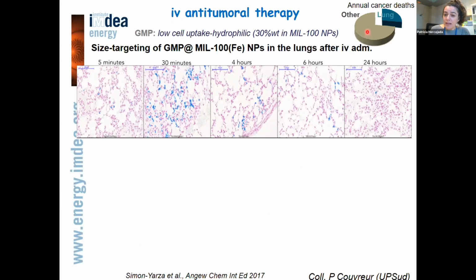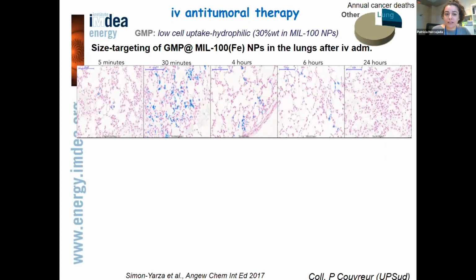To do so, the gemcitabine monophosphate was encapsulated in the MIL-100 nanoparticles, reaching up to 30% in weight. The activity of this antitumoral drug is limited by its hydrophilic character, which hinders its cell internalization. This could be solved by encapsulating the drug in a nanocarrier able to deliver the cargo intracellularly. Thus, upon the intravenous administration of these nanoparticles, the nanoparticles accumulate in the lung.